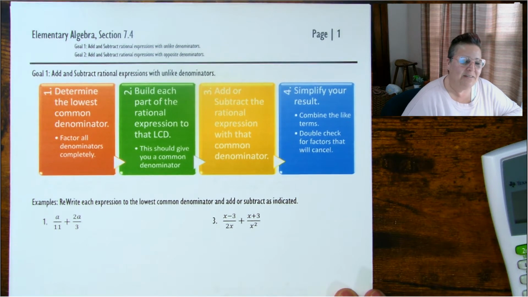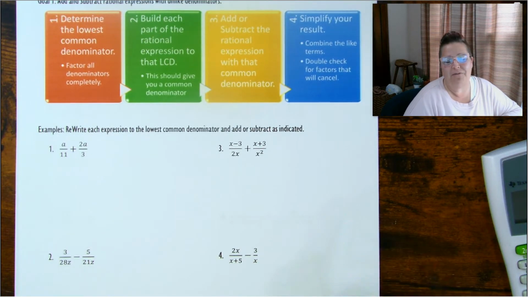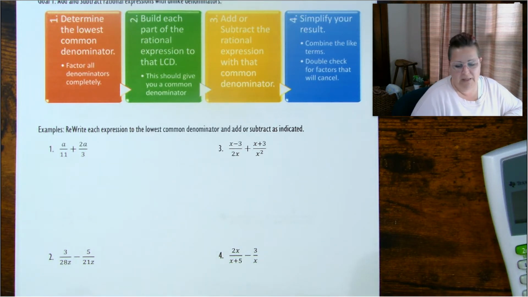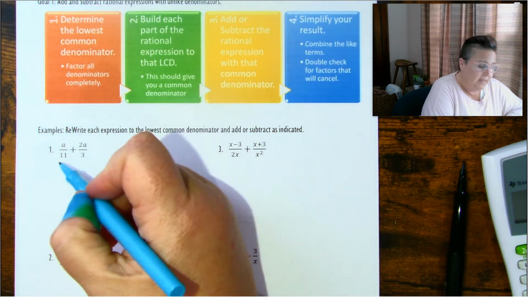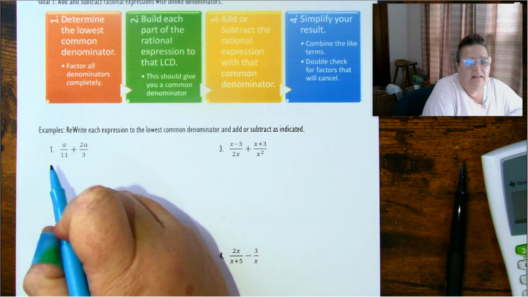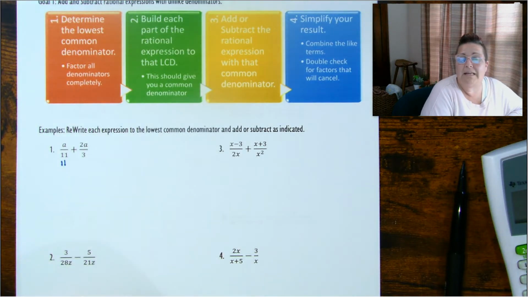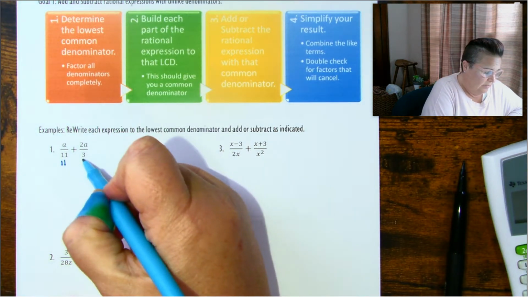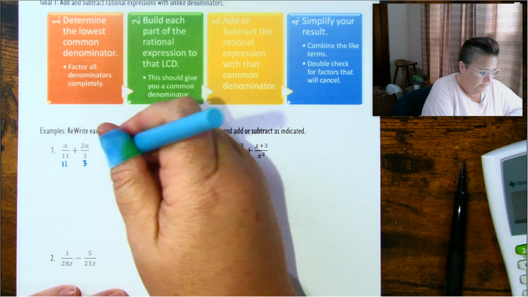All right, so our very first problem is a over 11 plus 2a over 3. This has two terms in it, the a over 11, which we're going to add to the 2a over 3. The two denominators that we have are the 11 and the 3. 11 is already a prime number. It cannot be factored other than 11 times 1. 3 is also a prime number. It cannot be factored other than 3 times 1.